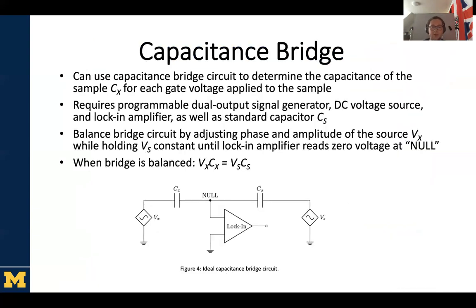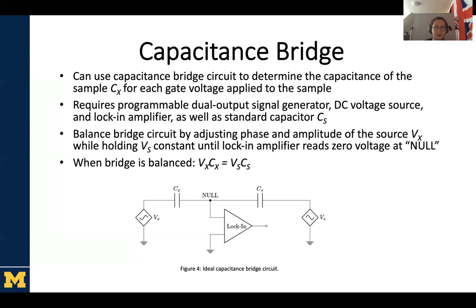So our device that we're using to measure capacitance of these systems is called the capacitance bridge circuit. It looks like this. It contains a dual output function generator, which outputs the sinusoidal signals Vx and Vs. It contains a lock-in amplifier that reads the voltage at the point labeled null. It contains one standard capacitor, Cs, that is something we know the capacitance of very well. And then we have our unknown device, Cx.